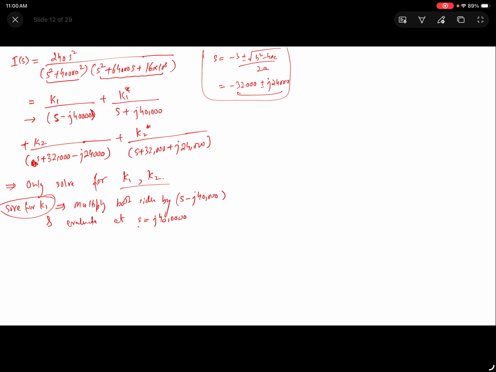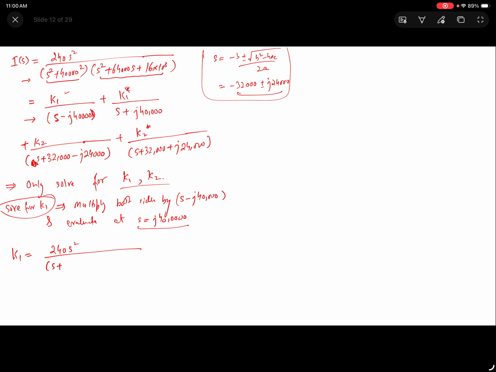So once you do that, you can see that if you multiply everything by s minus j40,000 and then evaluate at s equals j40,000, on the right hand side only the k1 term will be left and all the other terms will be cancelled out. So your k1 would be equal to 240 s square, and over here only the denominator terms will remain, because s minus j40,000 will be cancelled in the numerator and denominator.